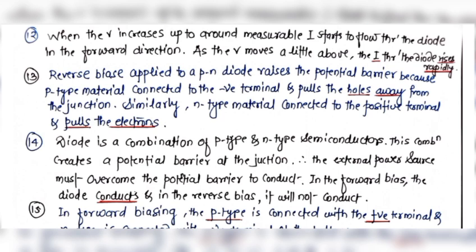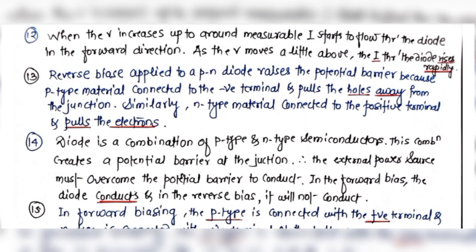Reverse bias applied to a PN junction diode raises the potential barrier because p-type material is connected to the negative terminal and pulls the holes away from the junction. Similarly, n-type material is connected to the positive terminal and pulls the electrons.